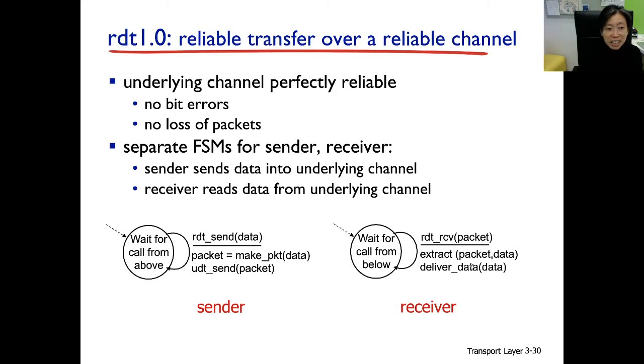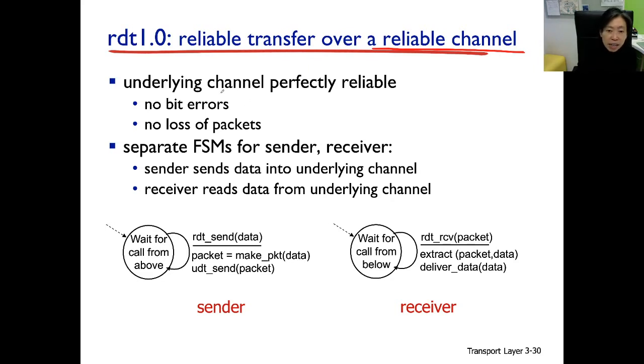And now RDT 1.0, the generation number 1, right? So in this generation, the assumption is very strong. We're simply assuming that the underlying channel is reliable. As a result, on the sending side of RDT and the receiving side of RDT, there's nothing really that needs to be done. So the machine is very simple. This RDT 1.0 is just so that you are more familiar with the finite state machine notation, right?